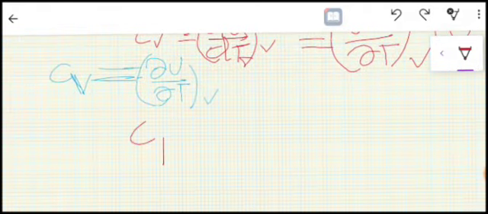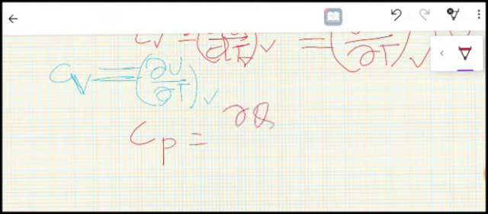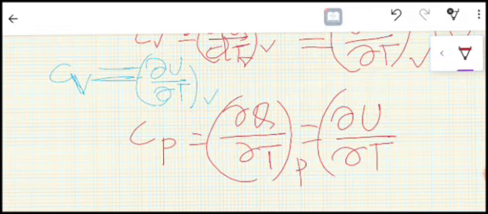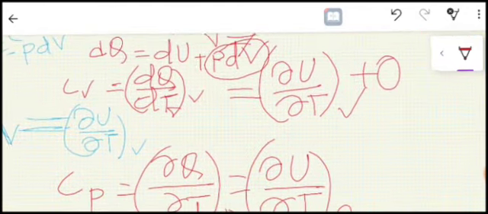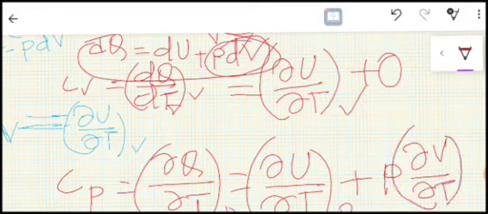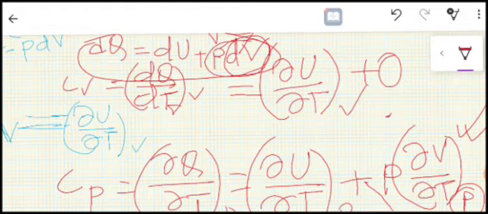We can calculate the value of Cp. Cp is ∂Q/∂T at constant P, which is nothing but ∂U/∂T at constant P. Why? From the first law of thermodynamics, plus P ∂V/∂T at constant P. Now we can also get, keeping V constant, ∂P/∂T, but P is constant, so ∂P is 0. Therefore only this term will evolve and the other terms will vanish.